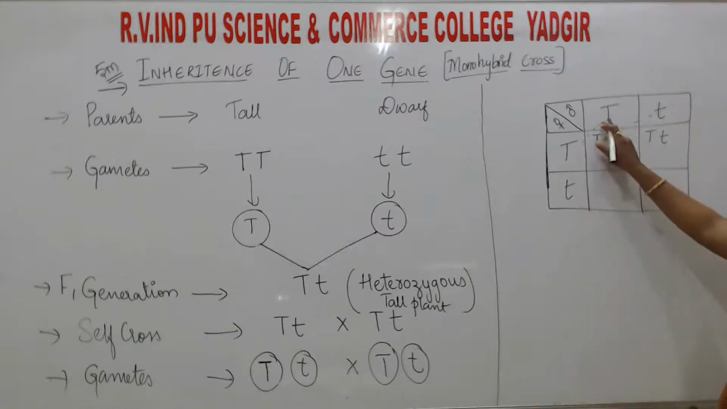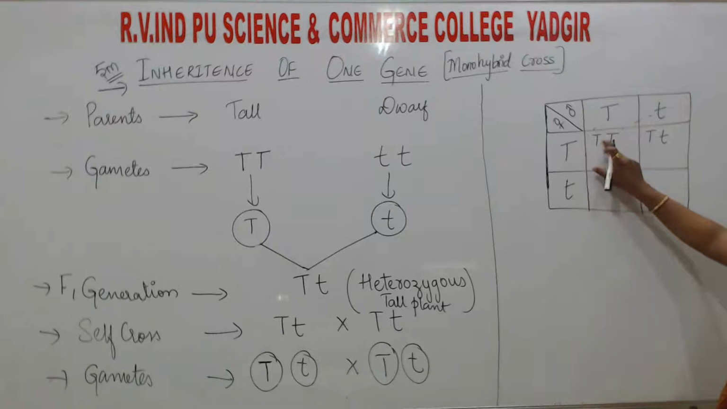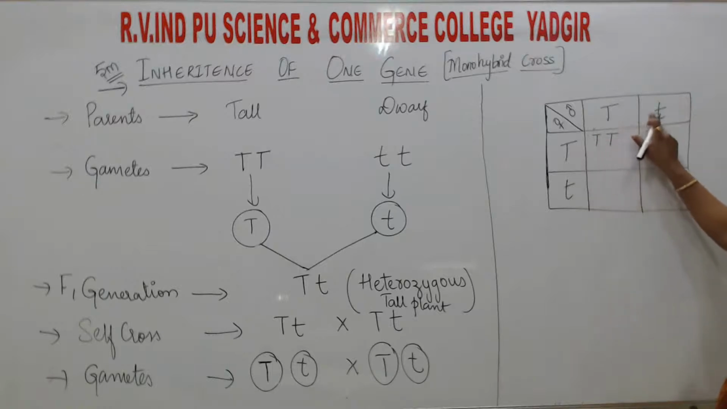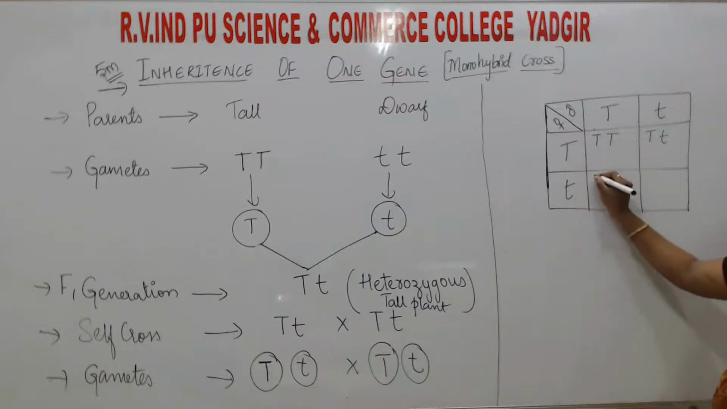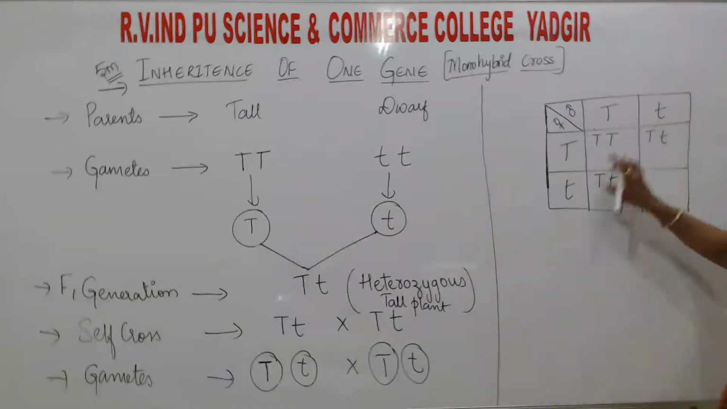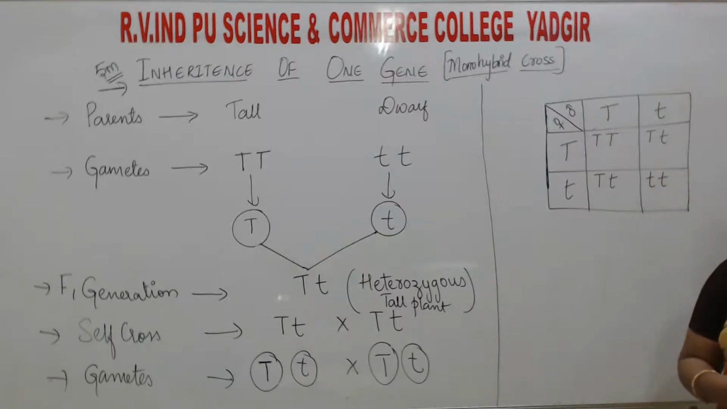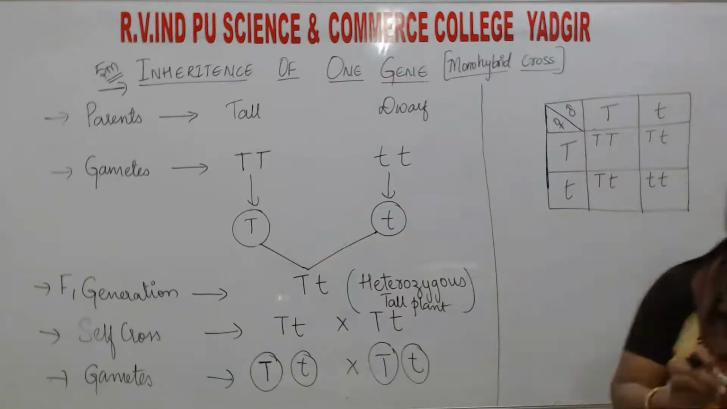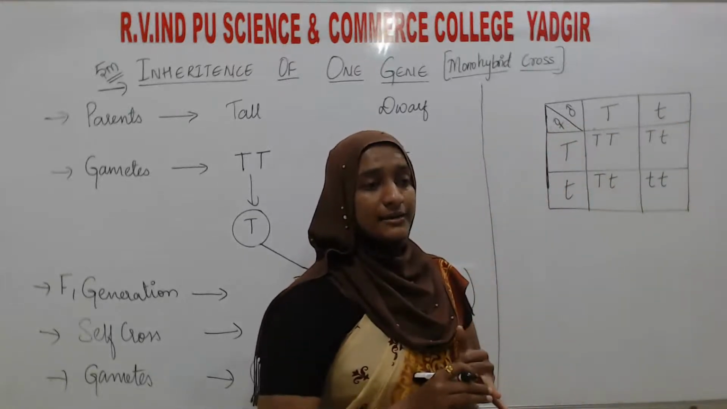Then we have to cross in this manner. We take the second gamete, capital T into small t. That will become capital T, small t. The next, small t into small t. Here we will get small t, small t. Now we have to write the condition as well as the character.